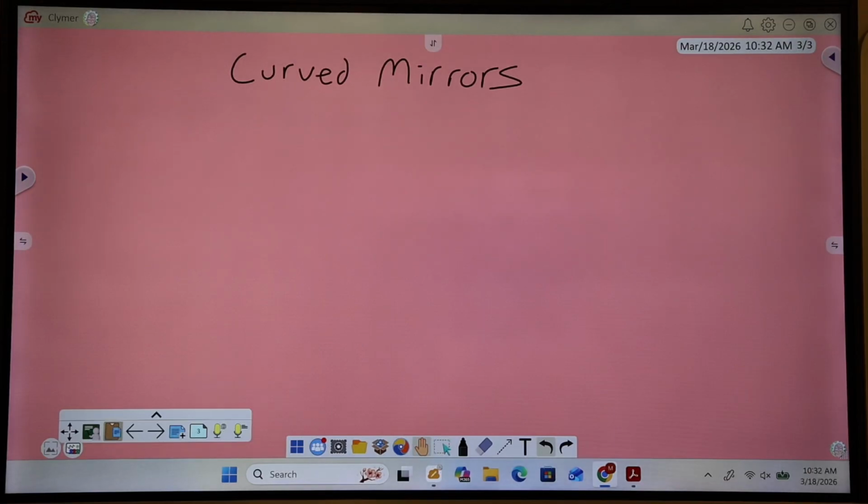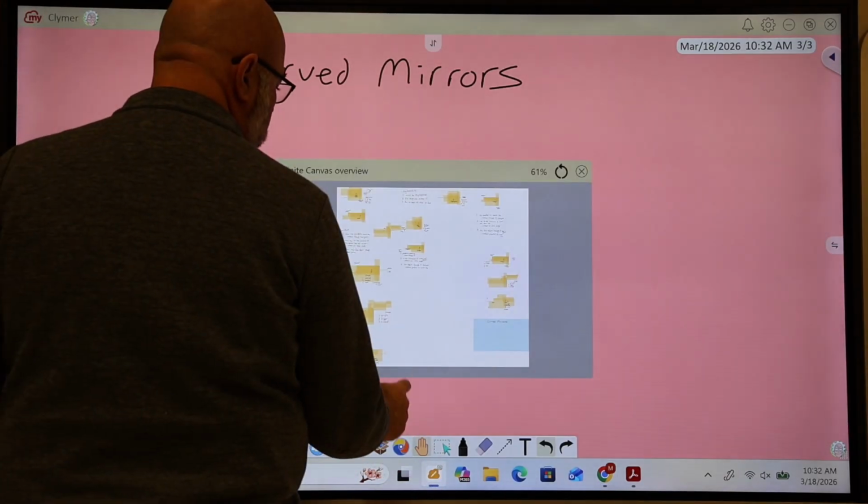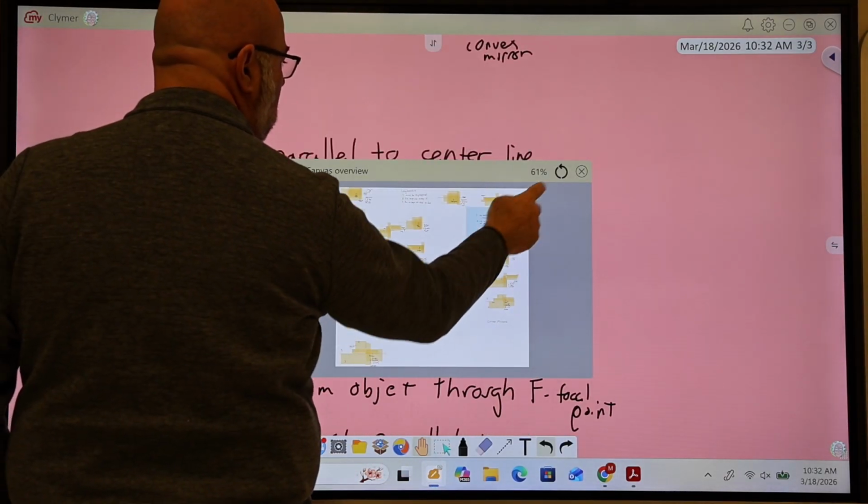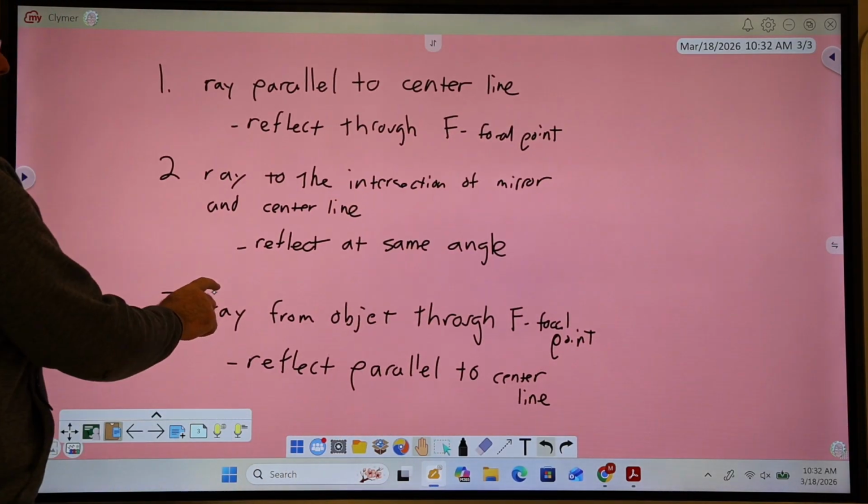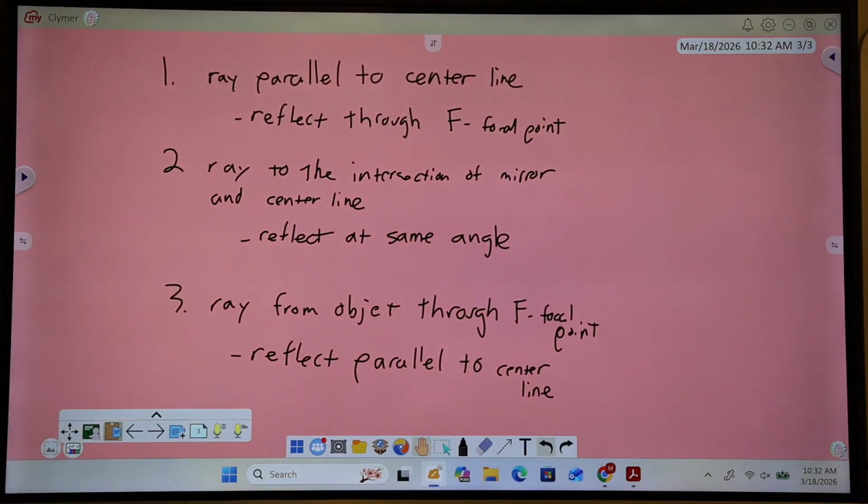So, curved mirrors today. We're going to start like we finished yesterday. For curved mirrors, there are 3 rules that we are going to follow. Let me put those up on screen for you all. You should have copied this into your notes yesterday in one version or another. This is the guide of how you will do these ray diagrams for curved mirrors. So make sure you have this in your notes.